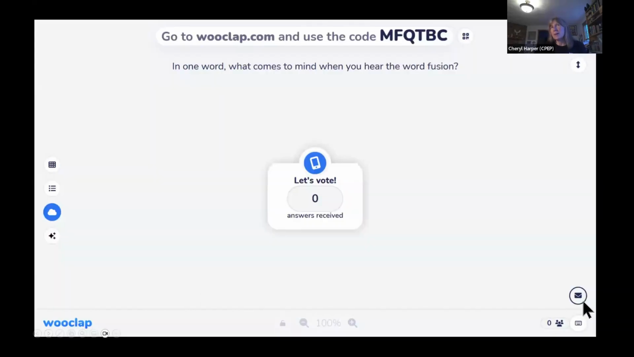Now, first of all, I've got a little question for everybody. So let's see if this works. In one word, what comes to mind when you hear the word fusion? If you can go to wooclap.com and put in your answer for that.